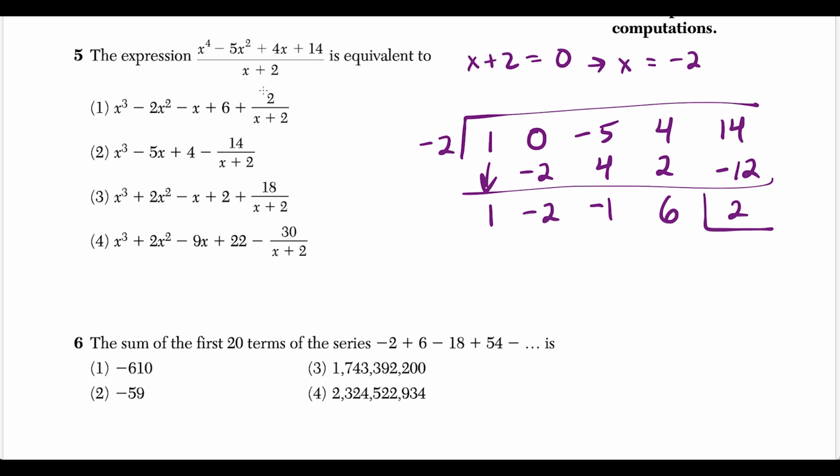So what we have when we divide by x plus 2, that's going to reduce this down to an x to the 3rd. So we have 1x to the 3rd, we have minus 2x squared, we have minus x plus 6, and then our remainder is 2, but we originally divided by x plus 2. So we're just going to scan the answer key here, and this looks like it's matching up with choice 1.